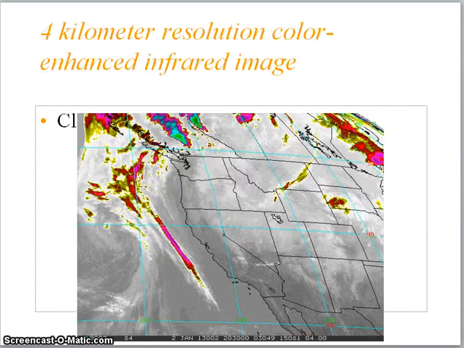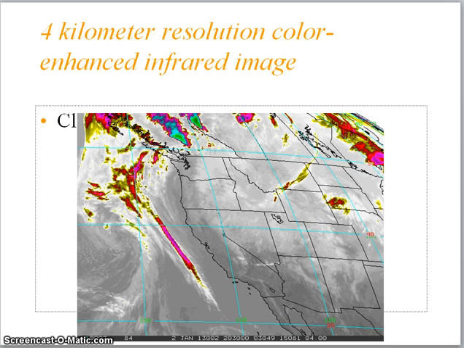I'll now dissolve to the 4-kilometer color-enhanced infrared image. So the colder cloud tops are the ones that are seen in the darker red or magenta and in the green. The warmer cloud tops are the grayscale and lower clouds. So this gives you a different perspective.